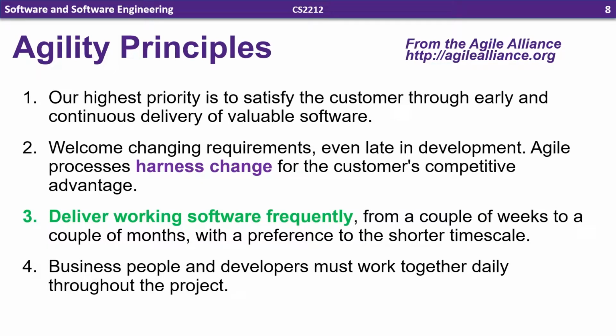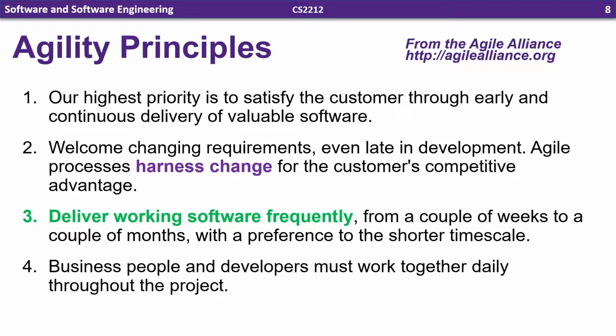Number 2 is welcome changing requirements, even late in development. Agile processes harness change for the customer's competitive advantage. We haven't talked much about competitive advantage. It's more of a business subject, but that's the business's ability to have some advantage over its rivals. If you're able to change the software you're using at a drop of a hat, that would give you a significant competitive advantage. So a software team implementing processes that are able to harness change well, deal with change well, can give that organization a competitive advantage over its business rivals.